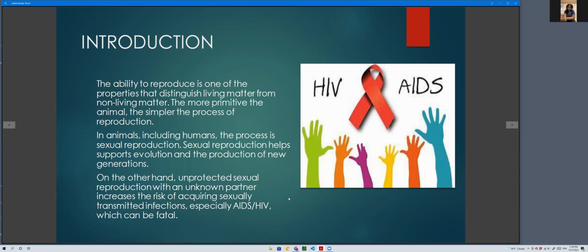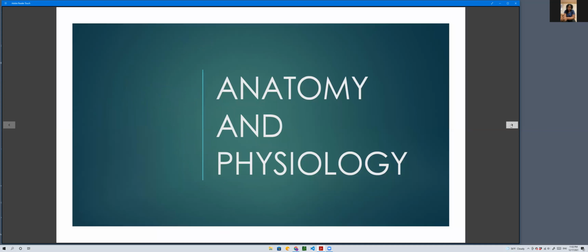On the other hand, unprotected sexual reproduction with an unknown partner increases the risk of acquiring sexually transmitted diseases, such as HIV or AIDS, which can be fatal. Next, Getan will talk about anatomy and physiology.